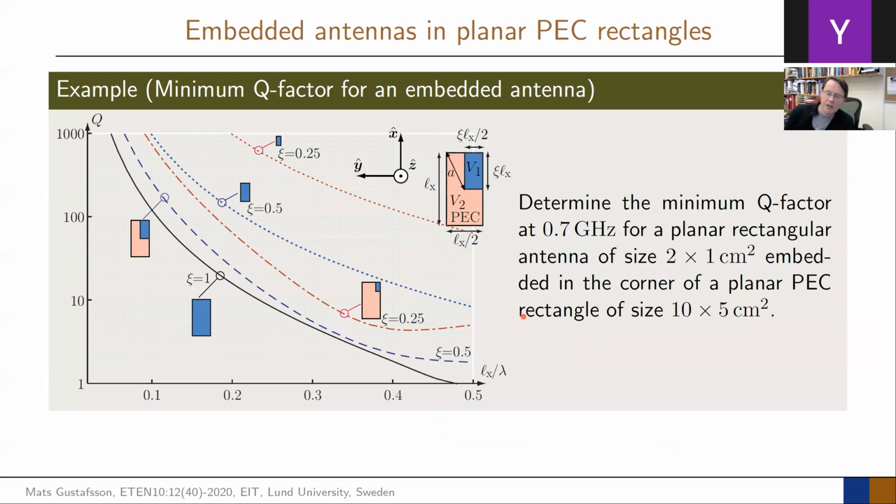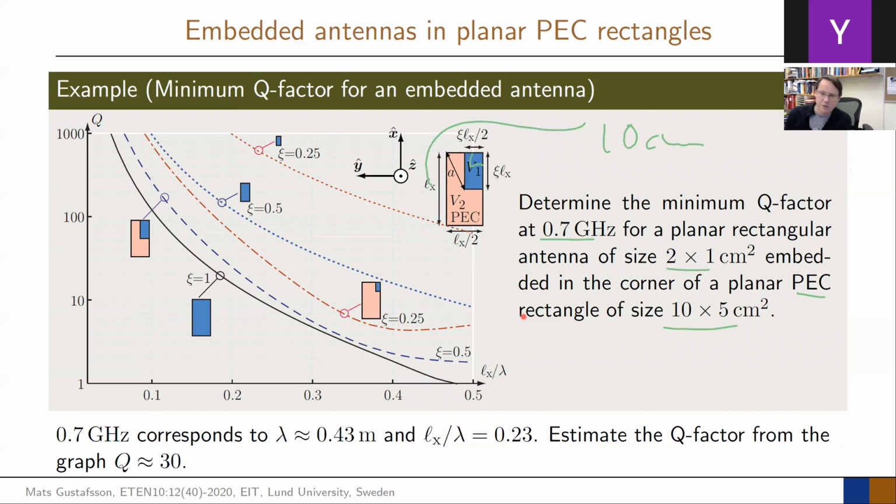So if we look at one case here, we can ask a question: what is the minimum Q factor at 700 gigahertz? And we have a rectangular ground plane here of some certain size, 2.1 centimeters, and it's embedded in a PEC rectangle, which is 10 times 15. So again, it means that this LX here is 10 centimeters. And then we have a small little corner that sits up there.